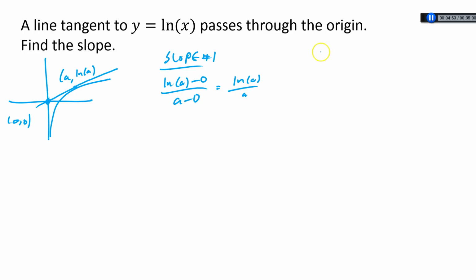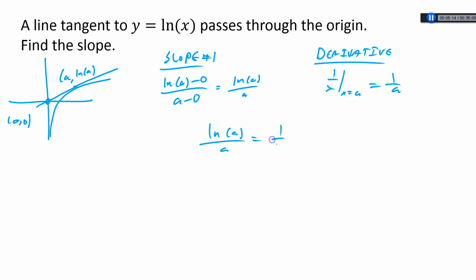The second way we find slope is the derivative. Well, the derivative of natural log is 1 over x, and we're going to evaluate it at x equals a, because the slope of this line should be equal to the slope of the tangent at that point. So that's 1 over a. Then we just set them equal to each other. So we've got ln of a over a is equal to 1 over a.